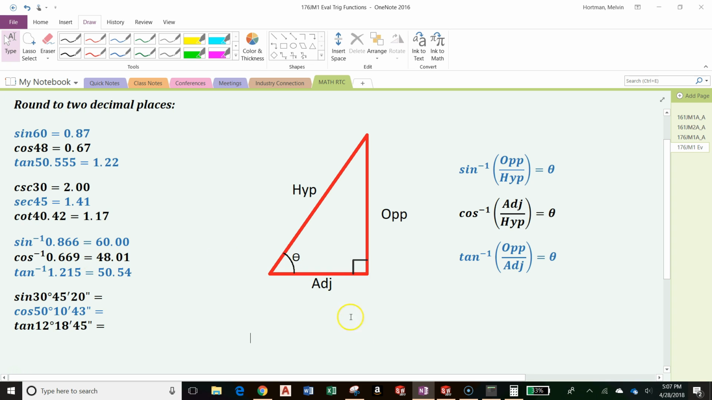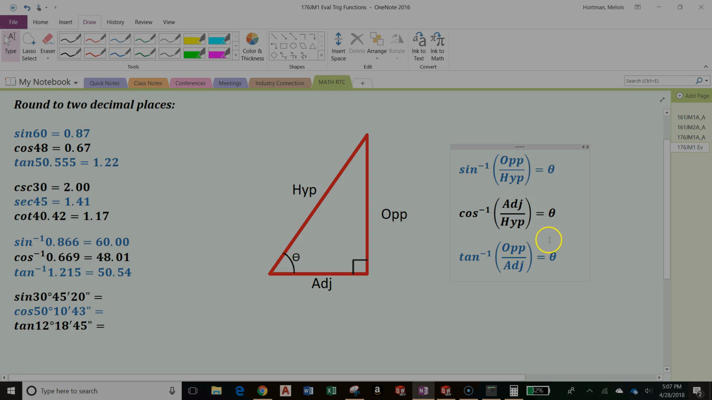The inverse trig functions, what they're allowing us to do is to go backwards. Instead of starting with the angle and getting a trigonometric ratio, like with the normal trigonometric ratios, with the inverse trig functions, we're able to start with the ratio to calculate an angle.